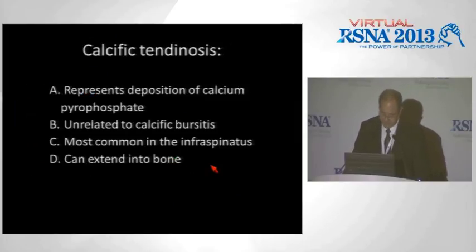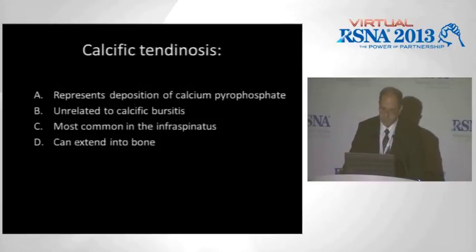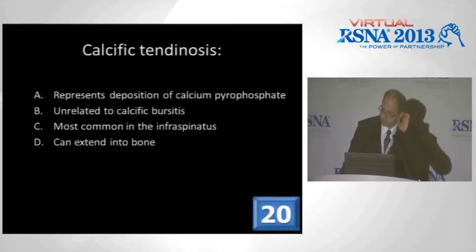So the next question is about calcific tendinosis. Does this represent the deposition of calcium pyrophosphate? Is it unrelated to calcific bursitis? Is it most common in the infraspinatus? Or can it extend into bone? Which one is correct?